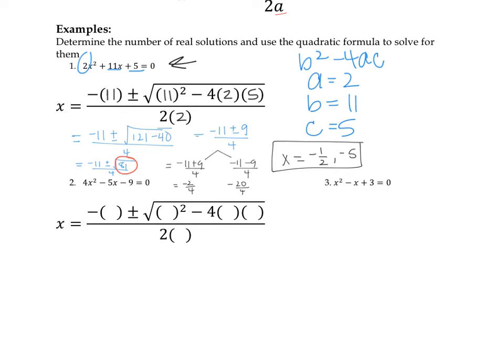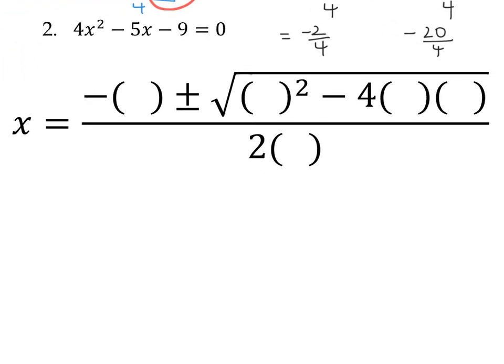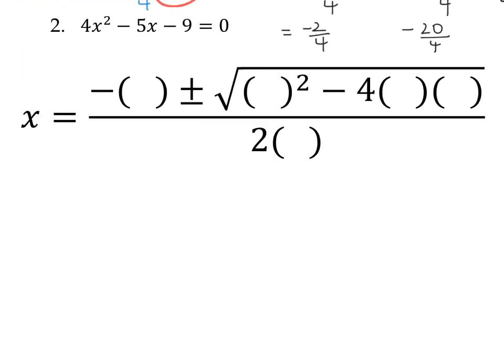All right, let's move on and do number 2. Let me zoom in here. Number 2. All right. First of all, I'm just going to list out my A, B, and C. A is 4. B is negative 5. Do not forget your signs. C is negative 9.